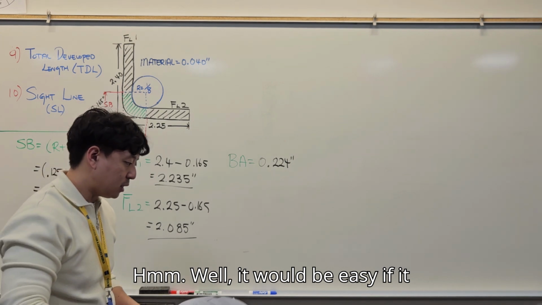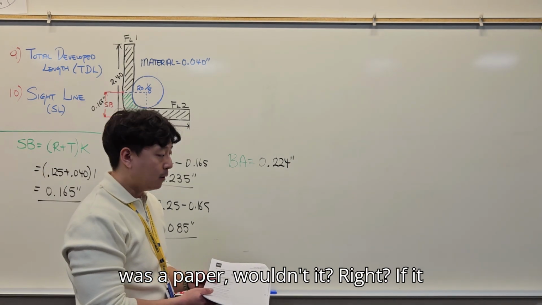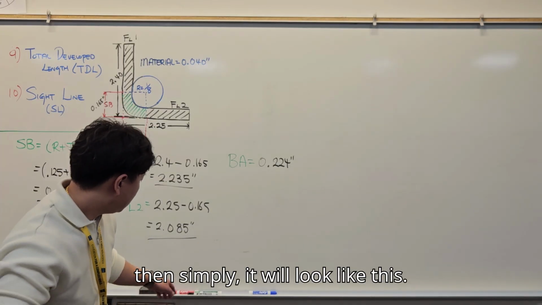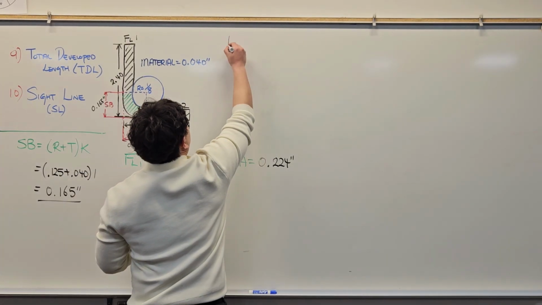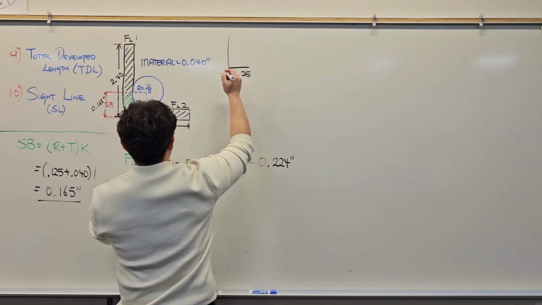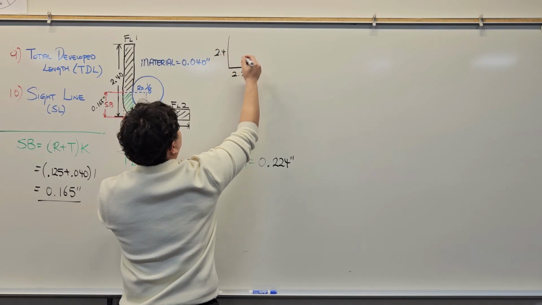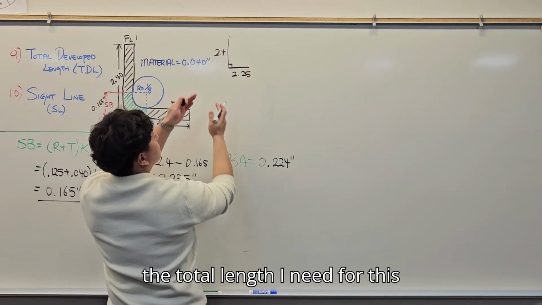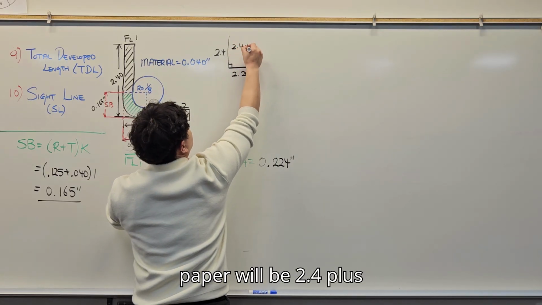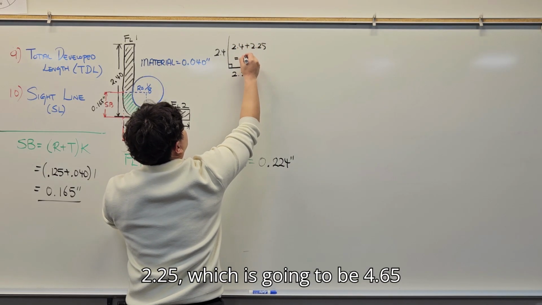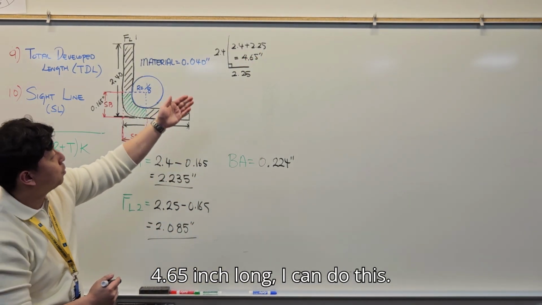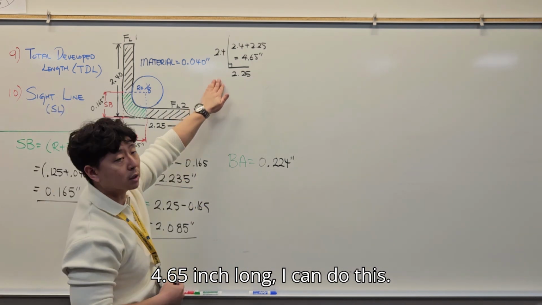Well, it would be easy if it was paper, wouldn't it? Right? If it was just paper at a 90-degree bend, then it would simply look like this. One side being 2.25, and then one side being 2.4. The total length I need for this paper will be 2.4 plus 2.25, which is 4.65 inches. As long as I cut my paper to 4.65 inches long, I can do this.